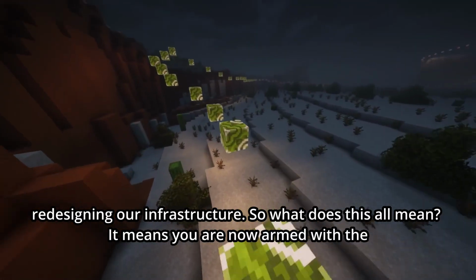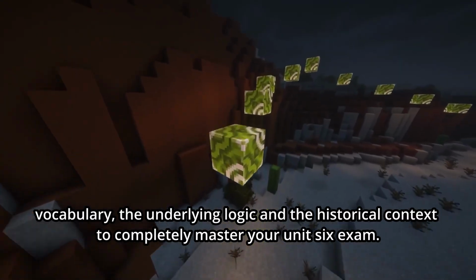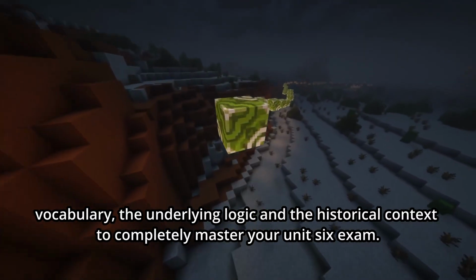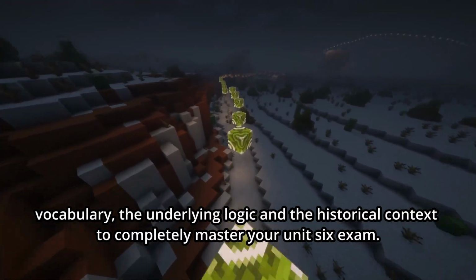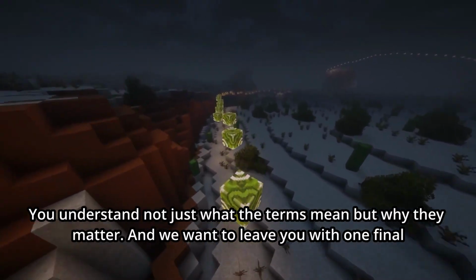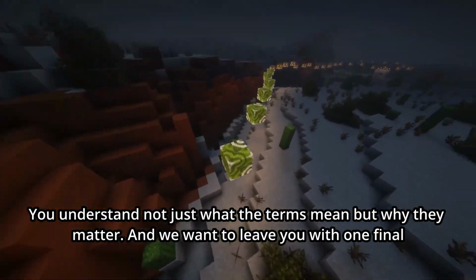So what does this all mean? It means you are now armed with the vocabulary, the underlying logic, and the historical context to completely master your Unit 6 exam. You understand not just what the terms mean, but why they matter.